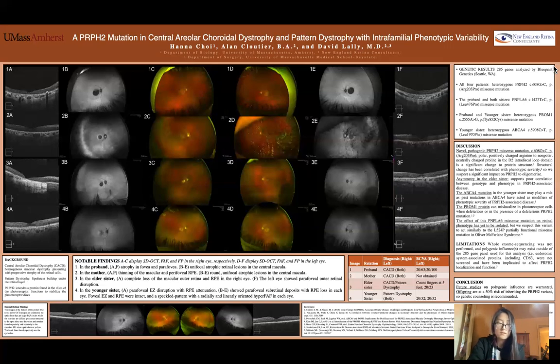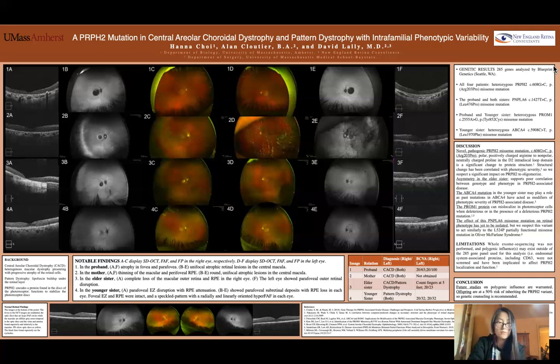Before I conclude, I'd like to point out a couple of limitations. One being that we didn't screen all genes within these patients. We didn't perform whole exome sequencing. We only screened 285 genes because it was performed by Blueprint Genetics. So gene mutations found outside these 285 genes may be present in these patients and may affect the phenotype, and we would not be able to know.